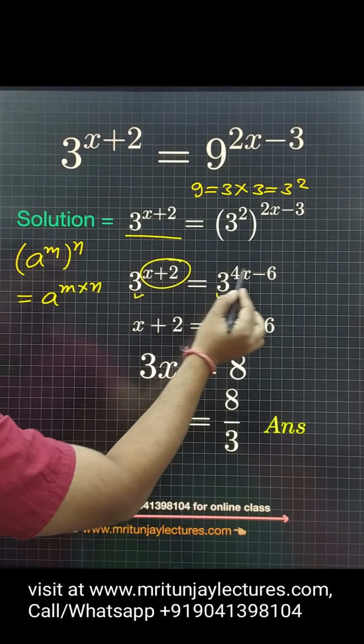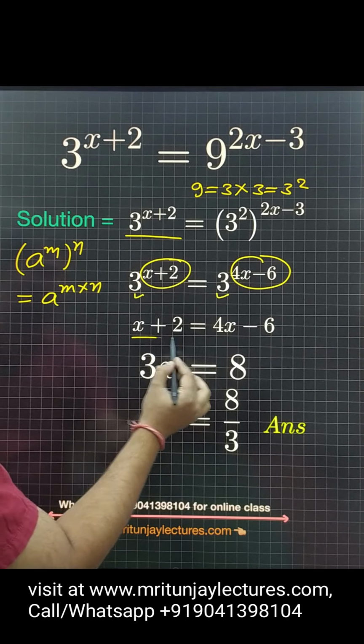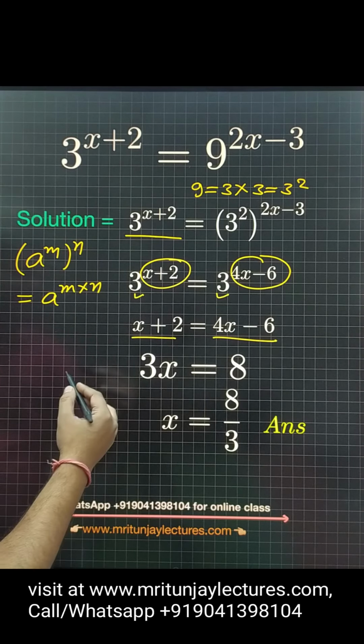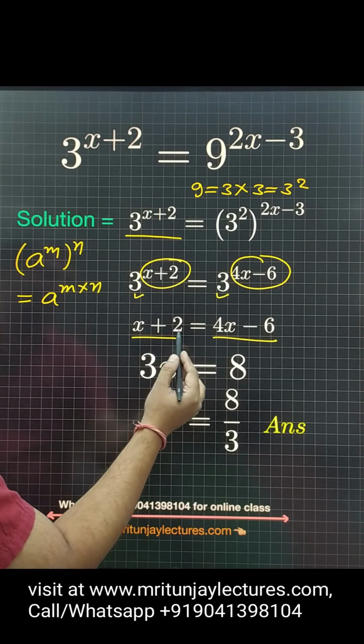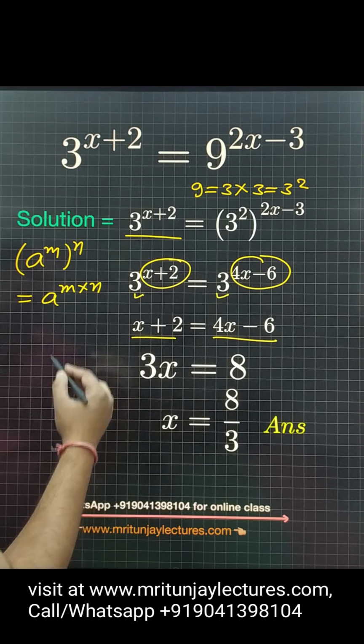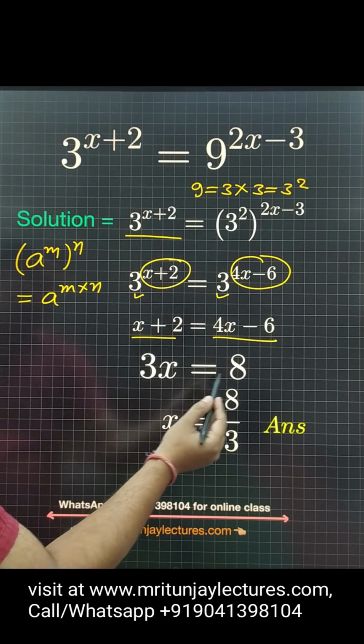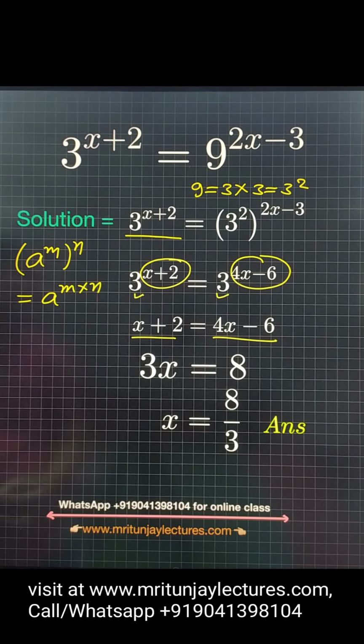In both cases, left hand side and right hand side, the bases are the same, then the powers are equated. These two powers are equal. So after solving this, how much? That is 3x. This will equal, if 6 is going over here, that is how much? 8. So 3x equals 8, and x equals 8 by 3 is the right answer.